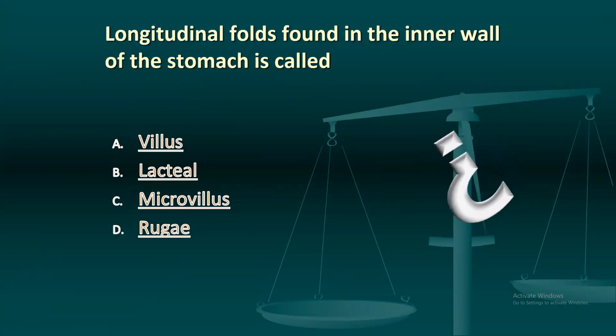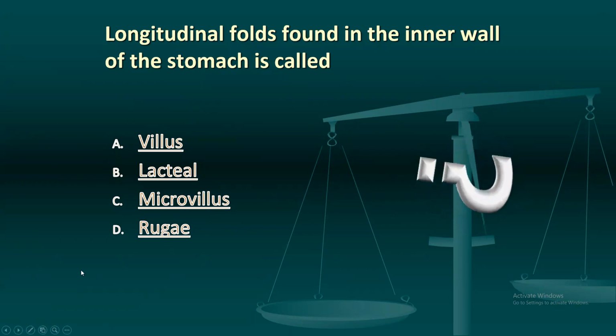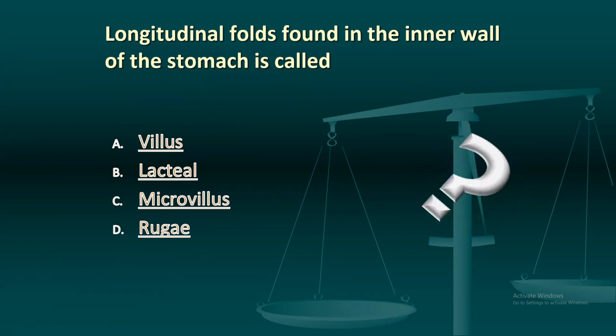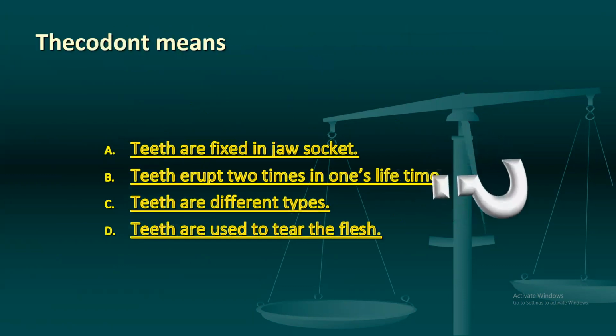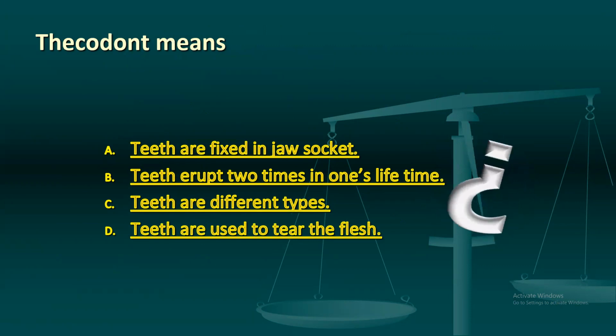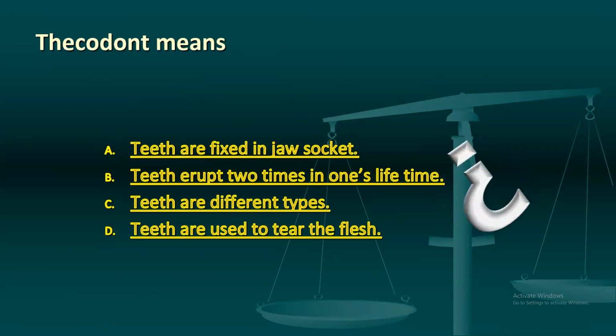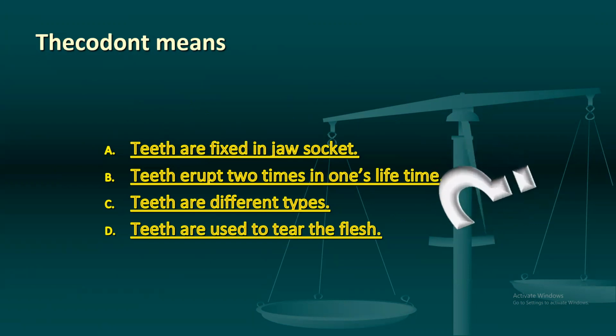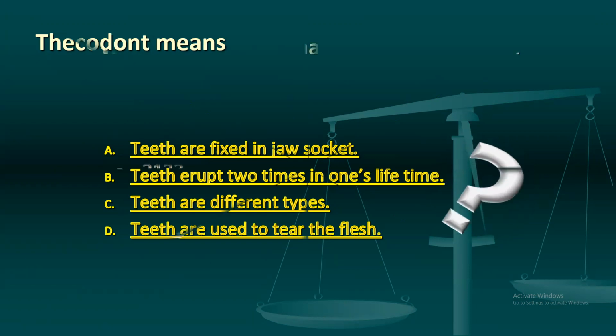The longitudinal folds found in the inner wall of the stomach are called rugae. So try to understand, we have discussed this very clearly. Next, thecodont. What do you know about thecodont? That means teeth are fixed in a jaw socket. Heterodont means different types of teeth. Thecodont means fixed in a jaw socket. Diphyodont means teeth appear twice in our lifetime.